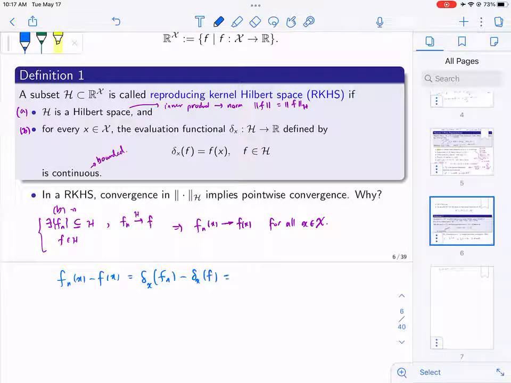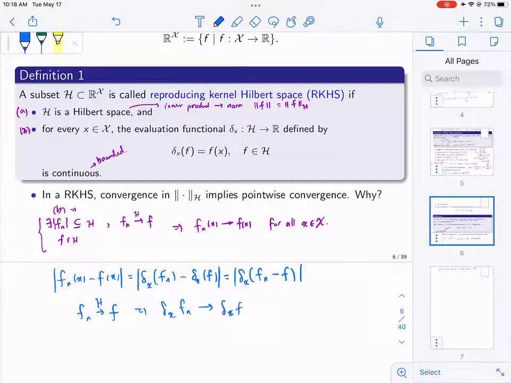We can do what? Yeah, so the evaluation functional is a linear functional. Let's not do that yet; we'll do that later. But this is the evaluation functional, right? So what this is saying is that if delta x is continuous, then if Fn converges to F in the Hilbert space, basically delta x Fn converges to delta x F as real numbers.